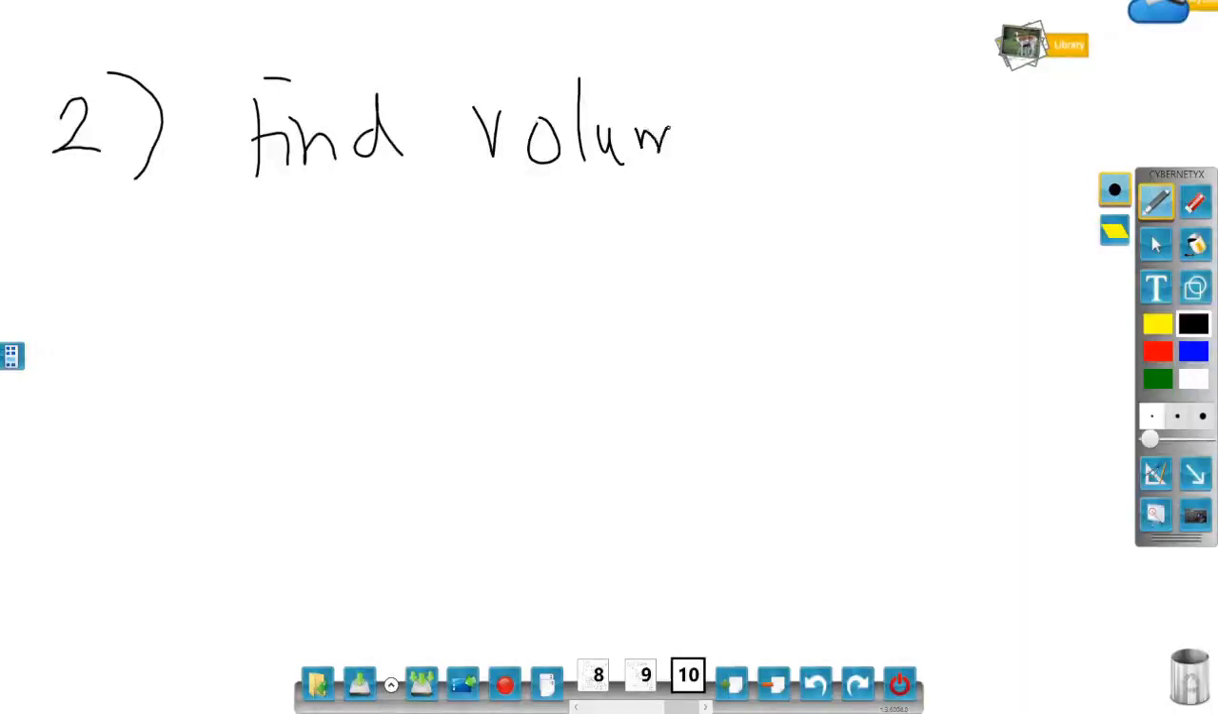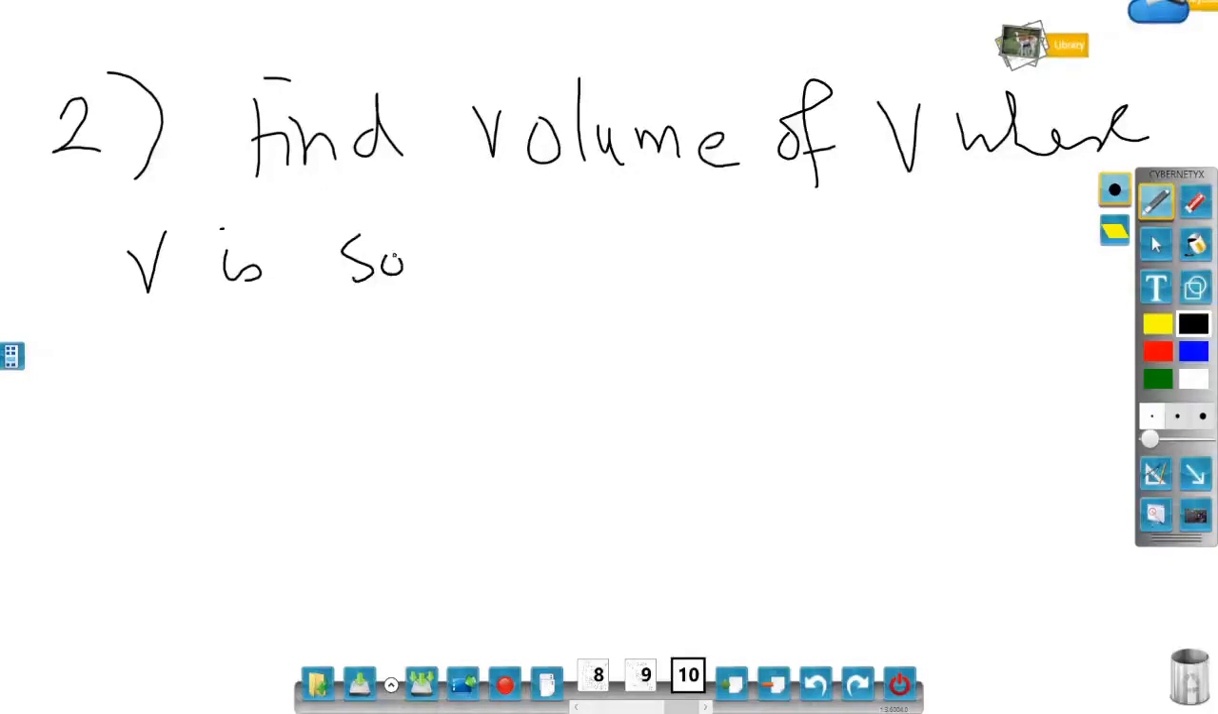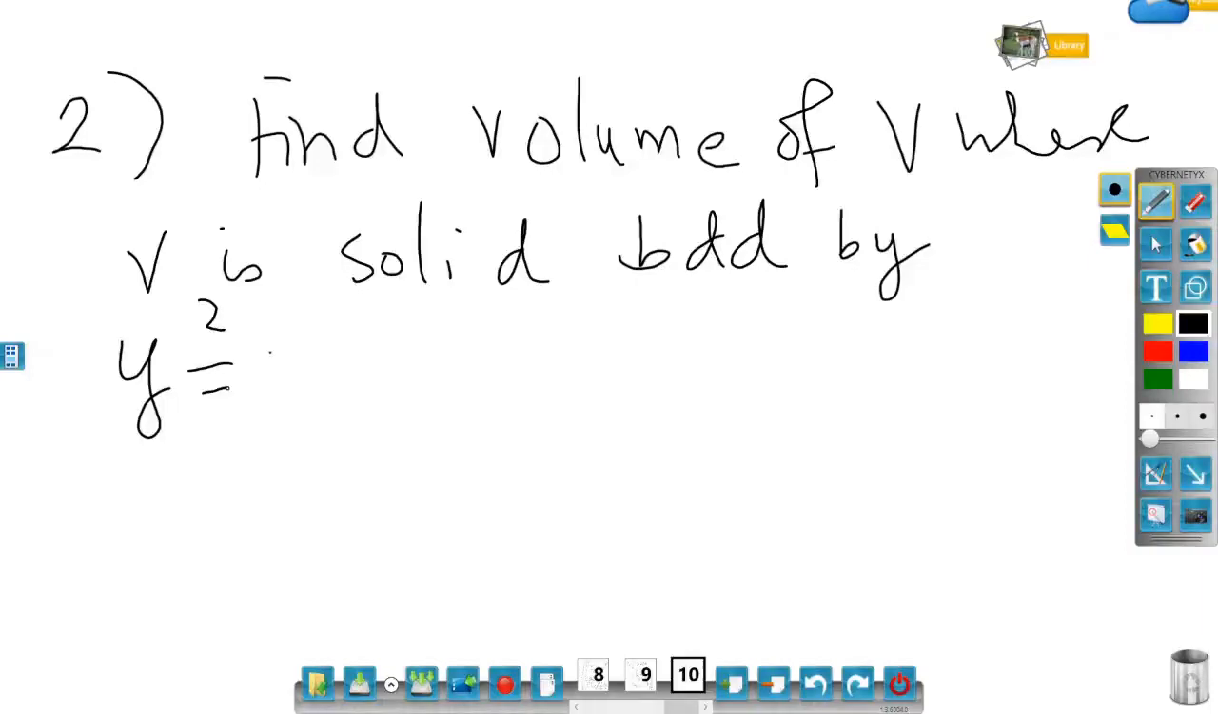That's it. Let me go ahead. I will take another problem. So find the volume of V, where V is the solid bounded by y square is equal to x square plus z square and y equal to 4.